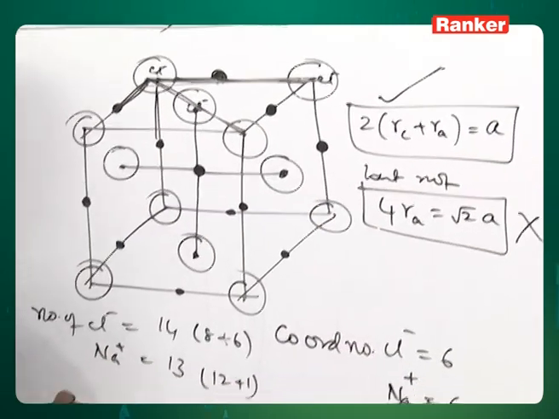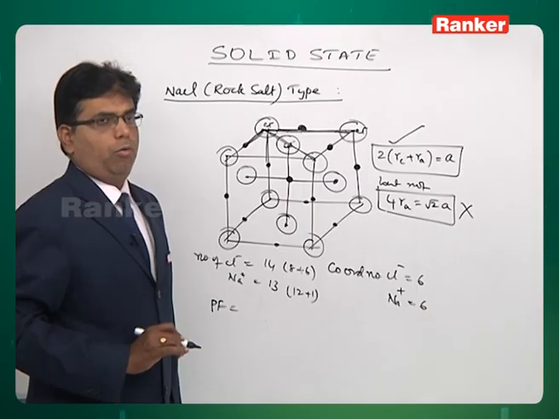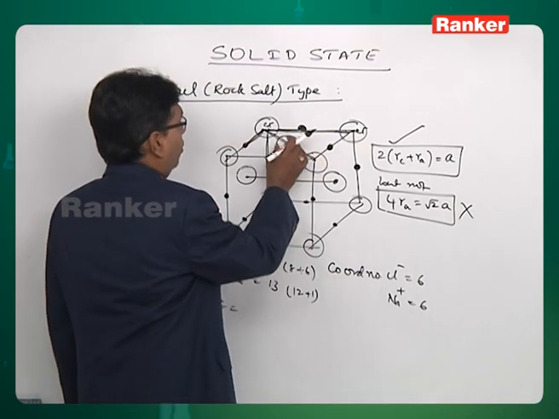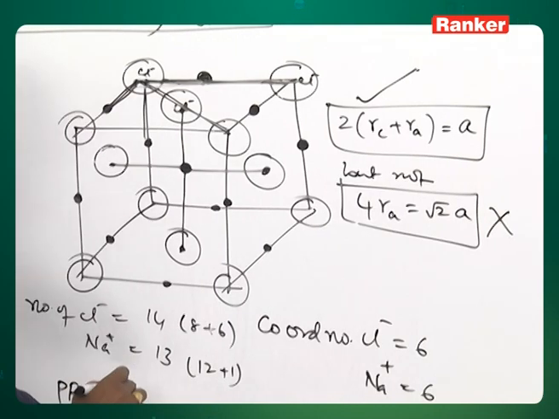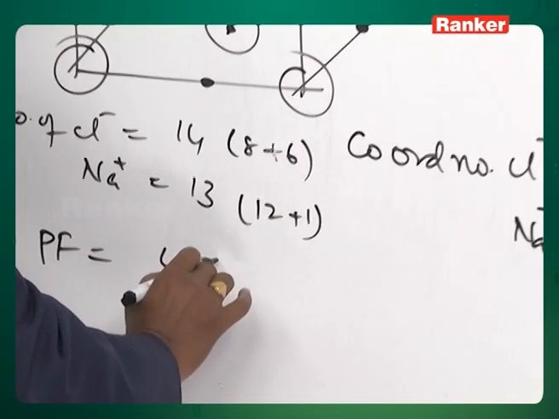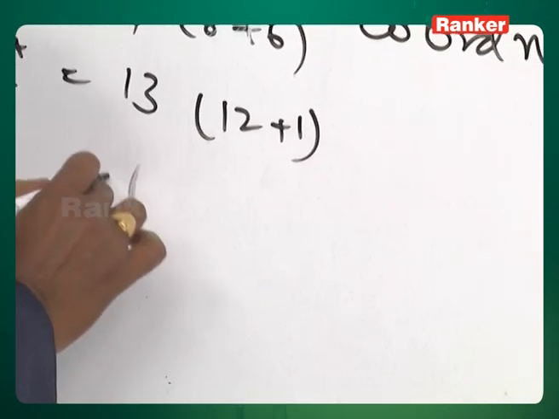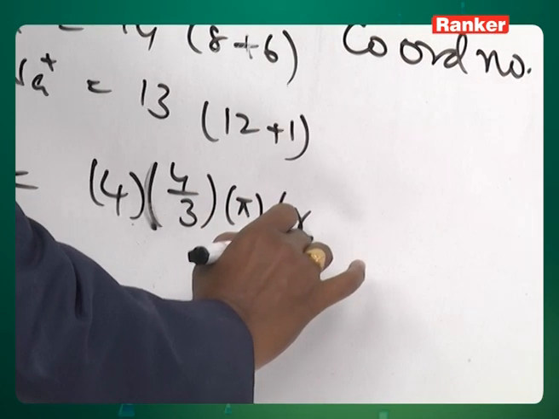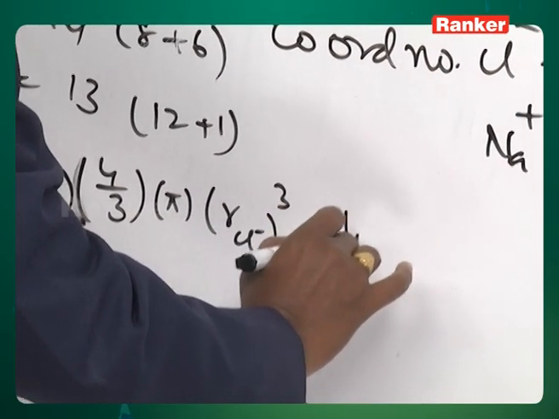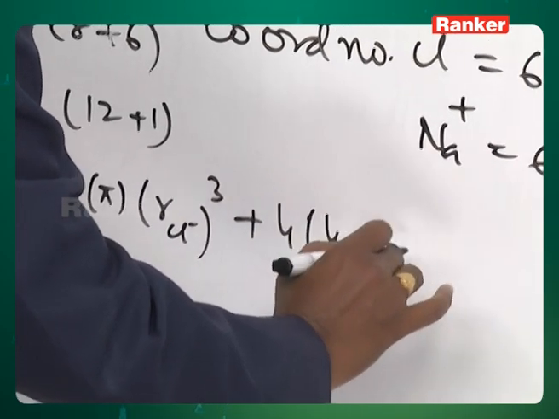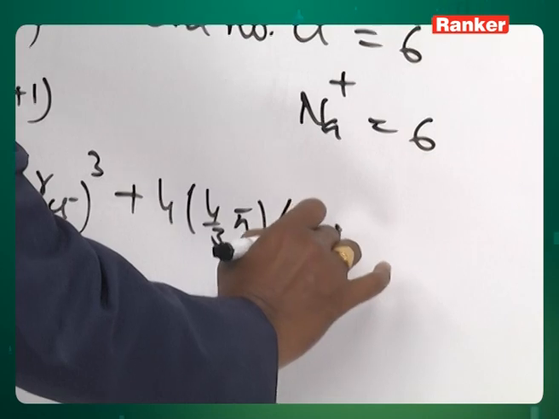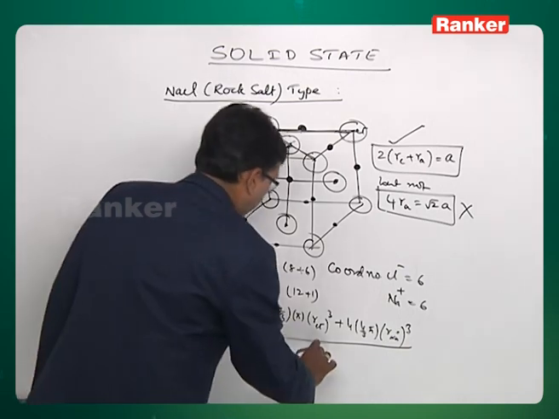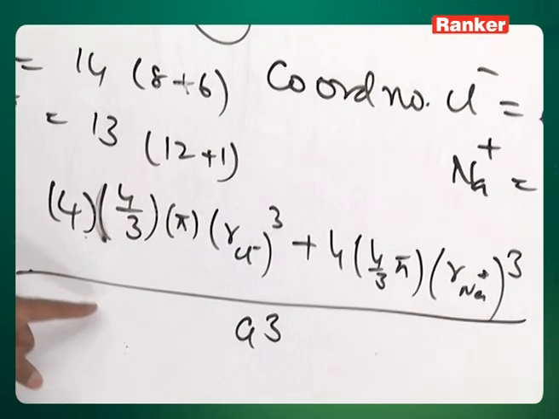Now, the packing fraction is equal to the volume of all these spheres. All these spheres means here you have sodium ions as well as chloride ions, and effectively 4 into 4 by 3 pi R Cl minus cube plus 4 into 4 by 3 pi R Na plus cube, because you have 4 sodium ions and 4 chloride ions, divided by A cube, that is the volume of the cube. This will be the packing fraction.